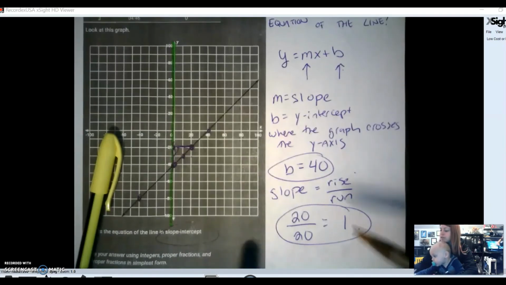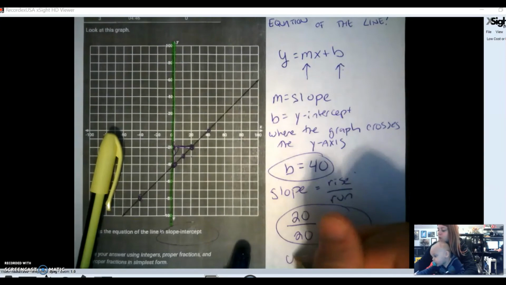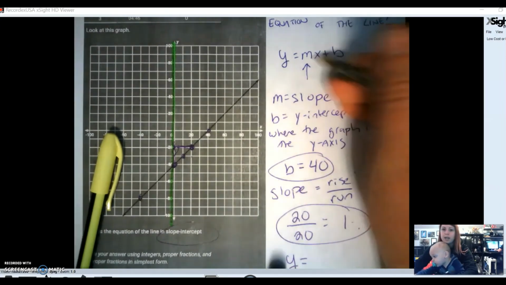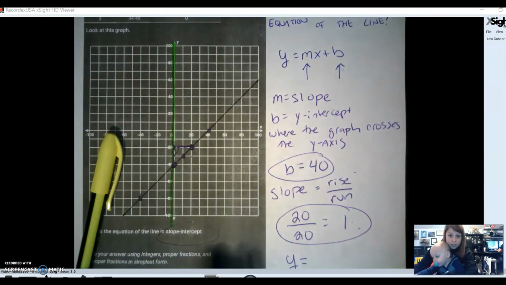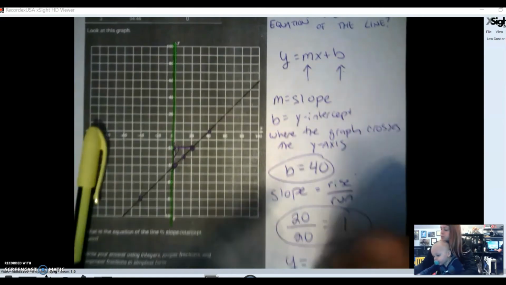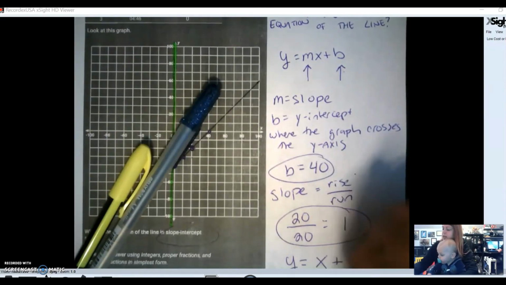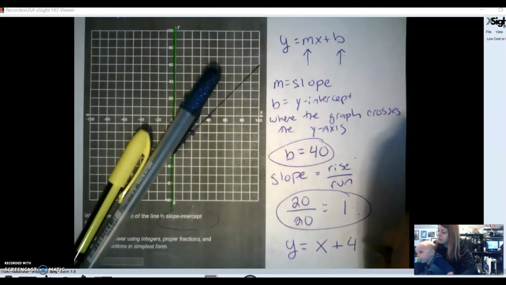So all I do is fill in my numbers right here. I have y equals 1x. Now remember, when your coefficient is 1, you actually don't need to write it. So it would just be x plus my y-intercept, which is 40.